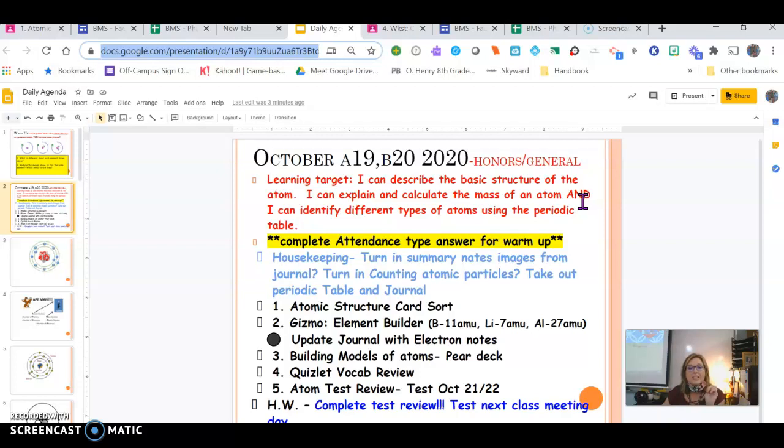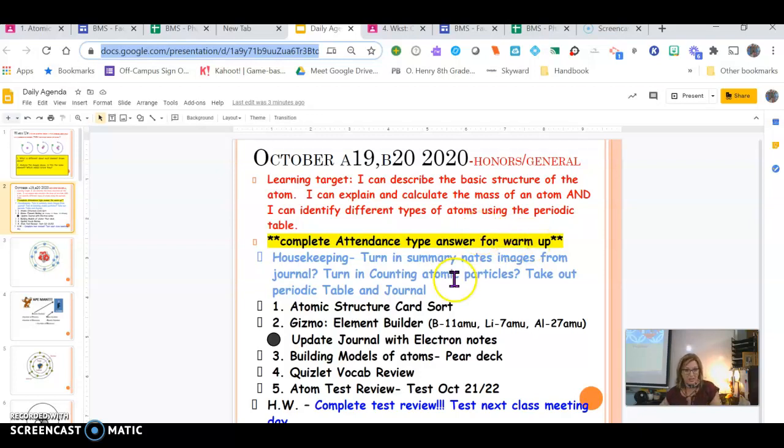And the last is being able to identify different types of atoms using the periodic table. So knowing that, you look at the proton number in an atom, and whatever that proton number is, you can then use the periodic table to find that atom and tell me what the element is.